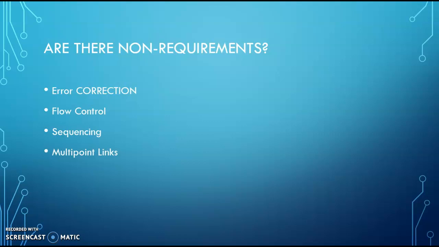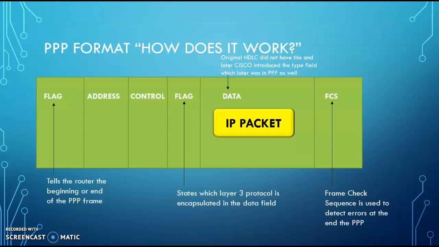Sequencing is not required. It can deliver the frames in the same order as it's received. And then finally, multi-point links is only on the single sender and not the single receiver. So multi-point is just being able to do multiple simultaneously. So what does this model look like? Well, first and foremost, the model kind of looks like this.